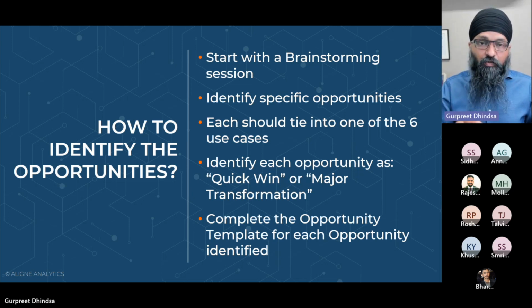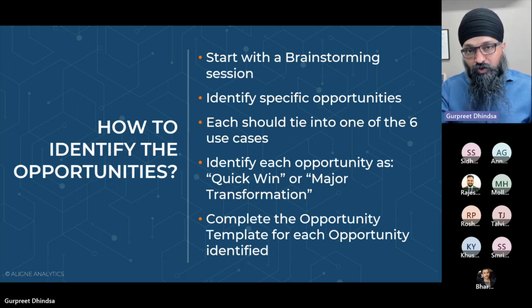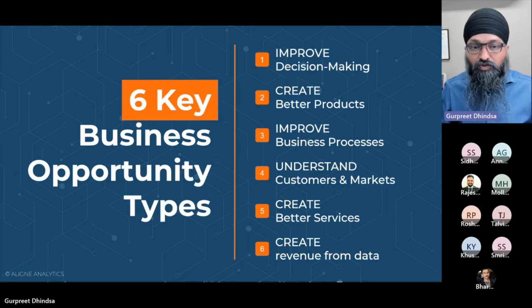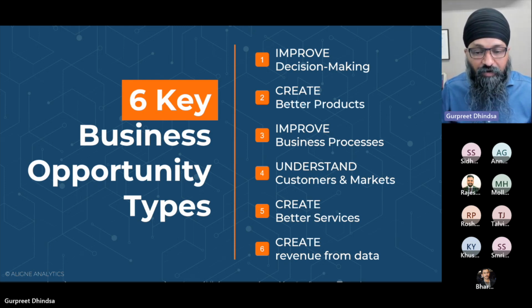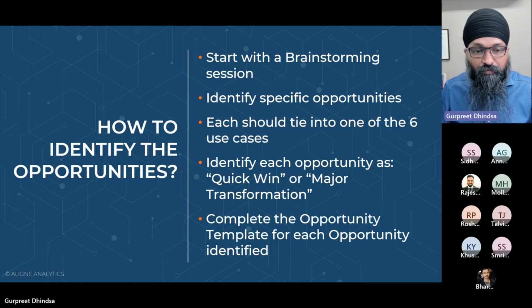Okay. Any opportunity that gets identified, you find a link of that opportunity with the 6 use cases that we discussed over here on the slide, which were to improve decision making, create better products, improve business processes, understand customers and markets, create better services, and create revenue from data. So for each opportunity, we find the link of that opportunity with one of these business opportunity types that we have listed here. Okay.